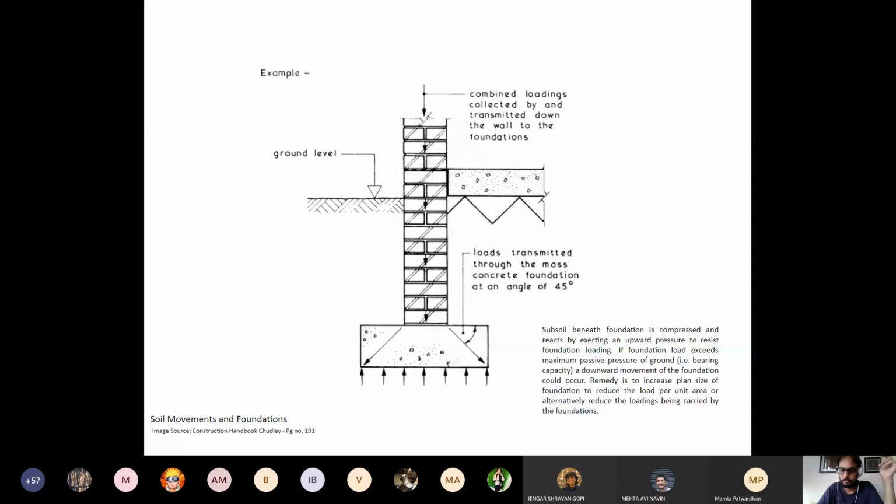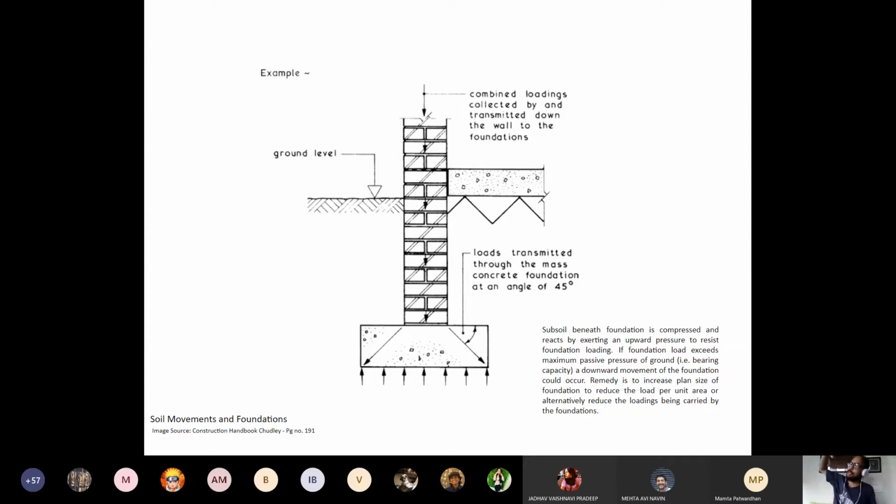I'm sorry, can you repeat this statement just once? Okay, I'll read it. The subsoil beneath the foundation is compressed and reacts by exerting an upward pressure to resist the foundation loads. If foundation loads exceed the maximum passive pressure of the ground, that is the bearing capacity, I'll explain what bearing capacity is in detail also, there will obviously be a downward movement of the foundation.